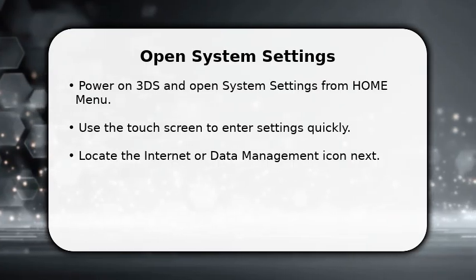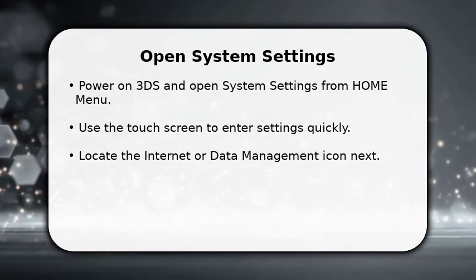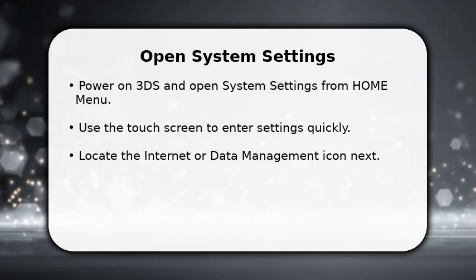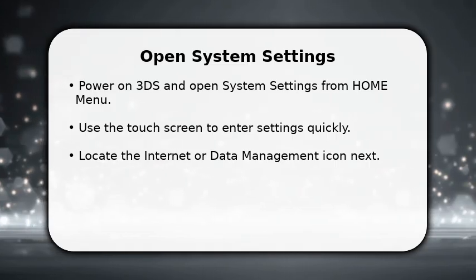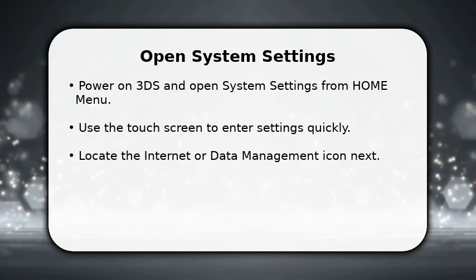Make sure you have a charged battery or plug in. Preventing shutdown is important while changing network features. If you see icons for Internet, Notifications, or Data Management, select the one that mentions network or notifications. This first step positions you to find the precise SpotPass controls without delay.